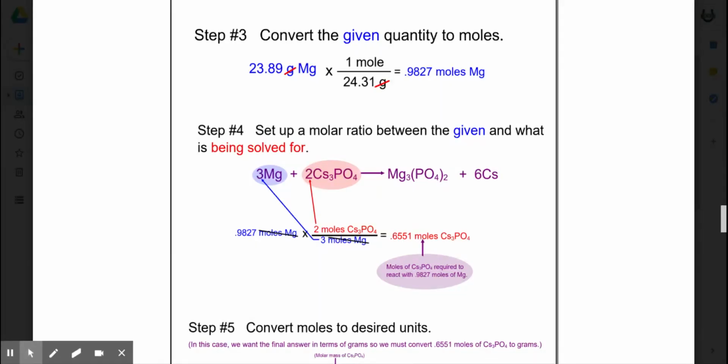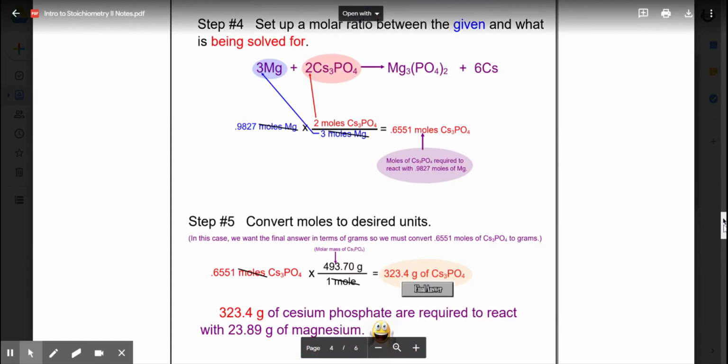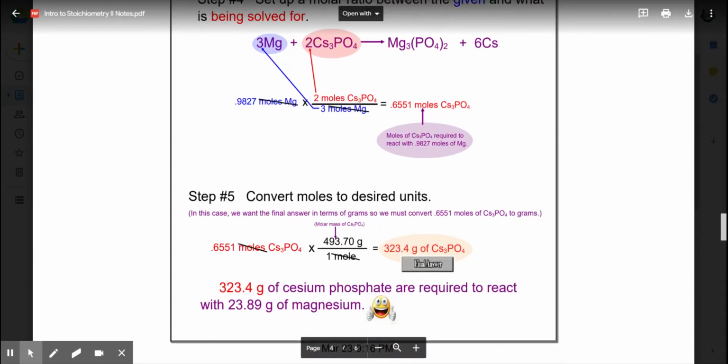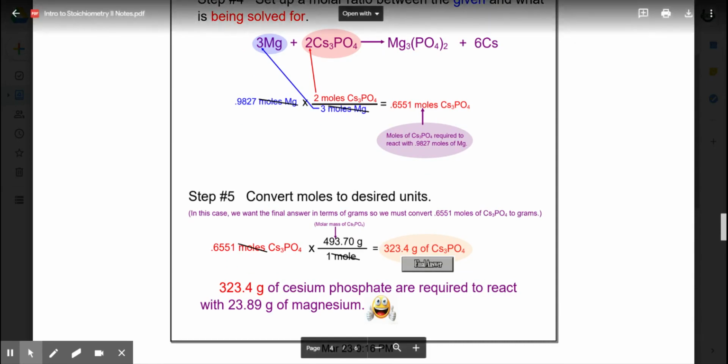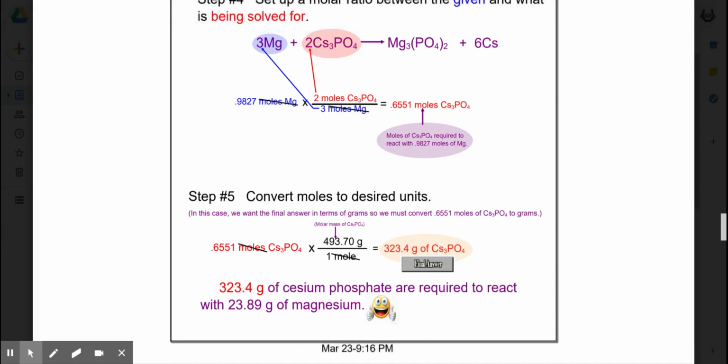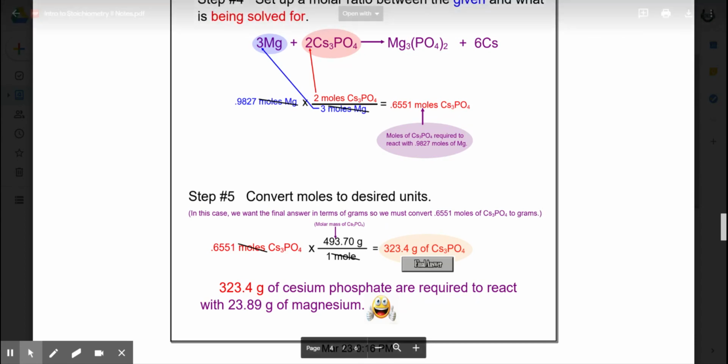The last step, which again is nothing new, we worked on this for quite a bit previously in the year, we need to convert this to grams. So you're going to have to calculate the molar mass of cesium phosphate, which when I calculate, I came up with 493.70. I convert moles of cesium phosphate to grams. I get an answer of 323.4 grams of cesium phosphate. That is our final answer. So 323.4 grams of cesium phosphate are required to react with 23.89 grams of magnesium.